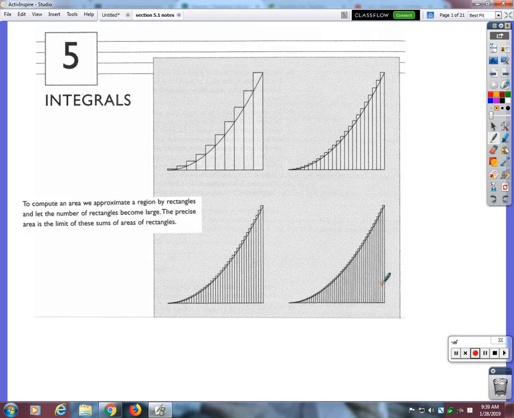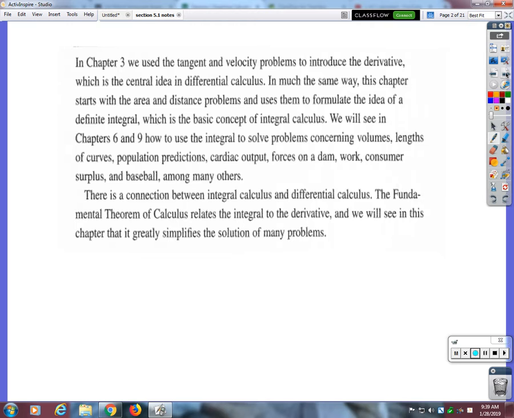If, however, we had an infinite number of rectangles, what would the base of each one of those rectangles be? How wide? Would it be infinity? Infinitesimally small, right? 1 over infinity, because as the number of rectangles increases, the width of the rectangles actually gets smaller and smaller and smaller. Okay.